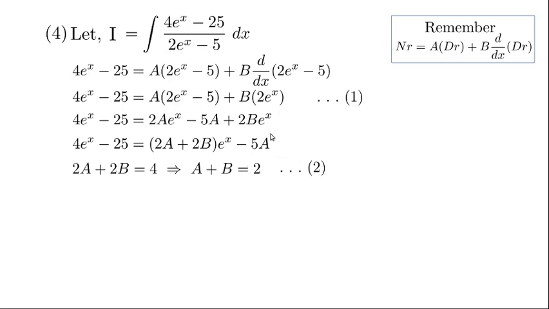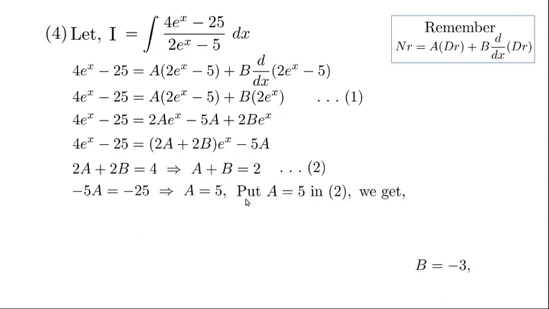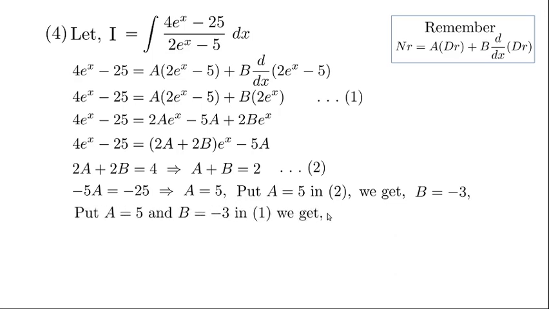And this is the non-e raised to x expression. So that gives a equal to 5. Minus 5 equal to minus 25. Therefore, a equal to 5. Put this value of a equal to 5 in equation 2. We get the value of b as minus 3. So put a equal to 5, b equal to minus 3 in equation 1.